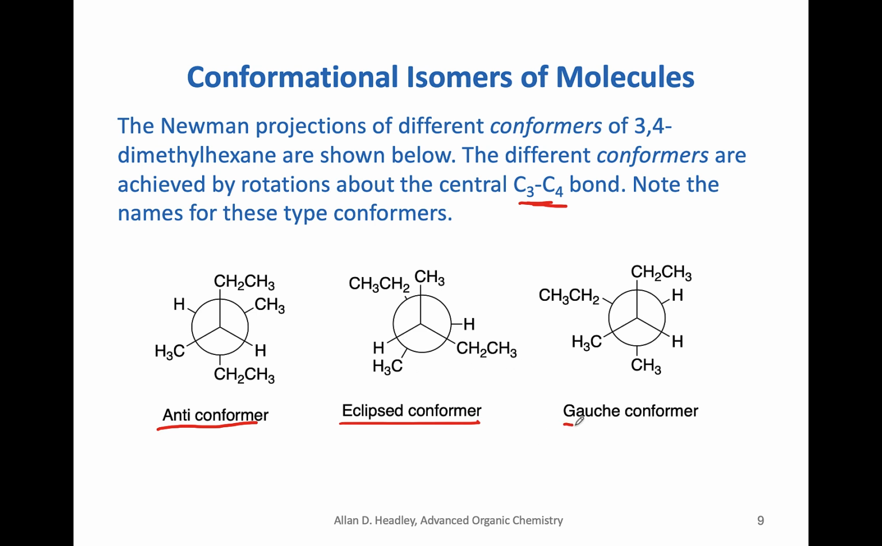Here's a name that you may recall from your organic, the gauche conformer. This by definition is the staggered conformer, where the two largest groups are close to each other in the staggered conformer. So here are the two largest groups, the ethyl group and the ethyl group. This is on the front carbon, this is on the back carbon, but they're right across from each other in a staggered conformation, and hence that name is the gauche conformer.